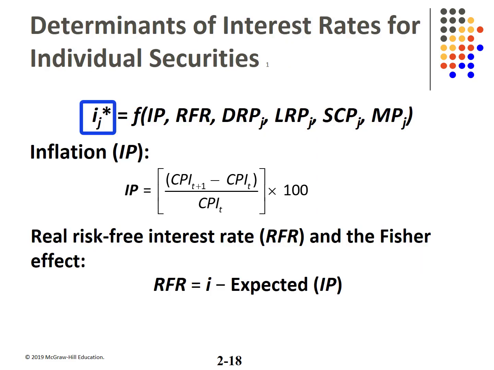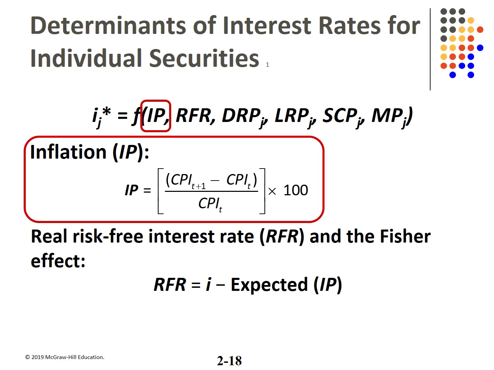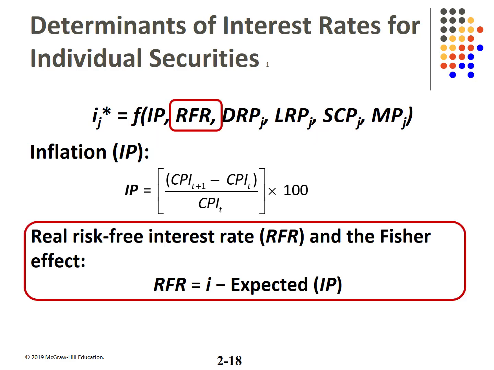I* of J is the equilibrium nominal interest rate for a given security. This primarily applies to debt securities. Let's look at each component. IP is the inflation premium. It's based on the Consumer Price Index, CPI. RFR is the real risk-free rate we discussed earlier relative to the Fisher effect. Note, the first two factors, IP and RFR, are common to all financial securities, while the others can be unique to each individual security. IP plus RFR is the observable risk-free rate.